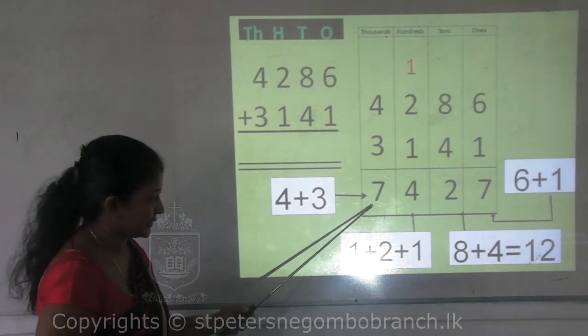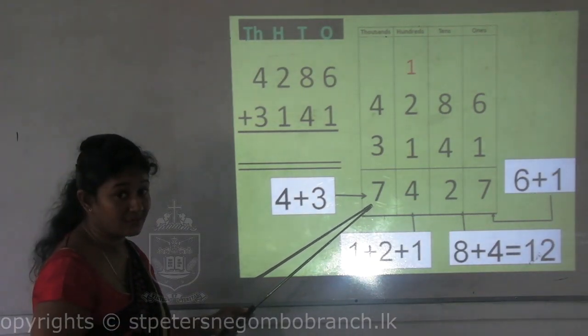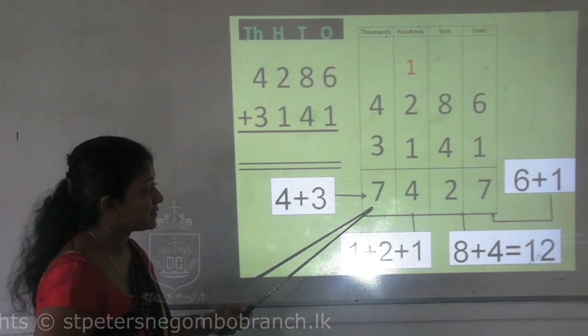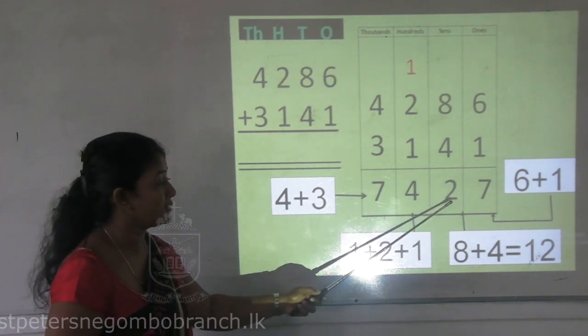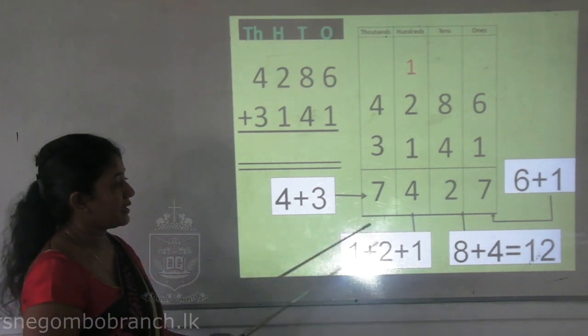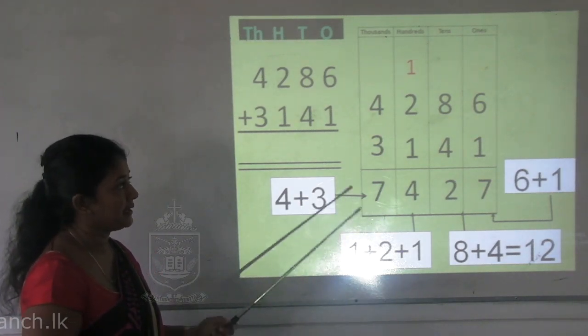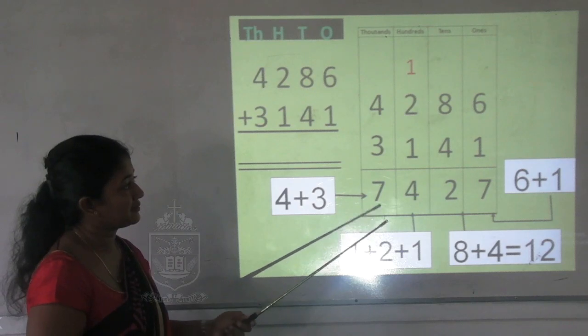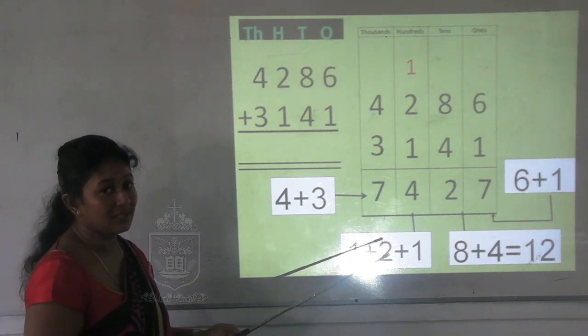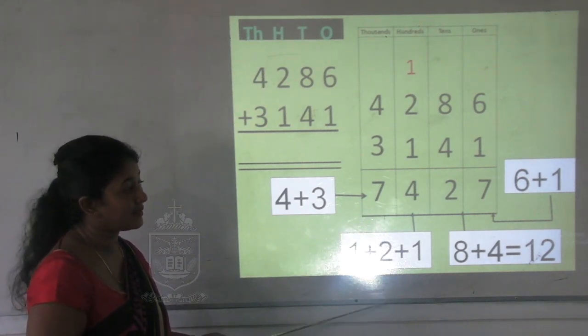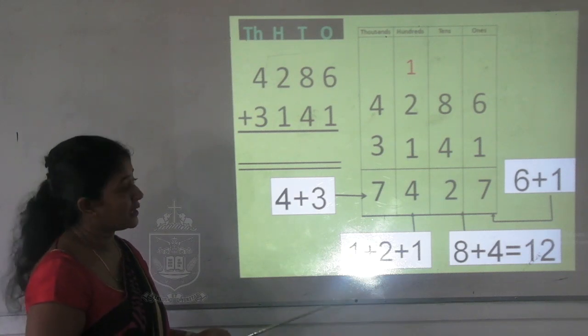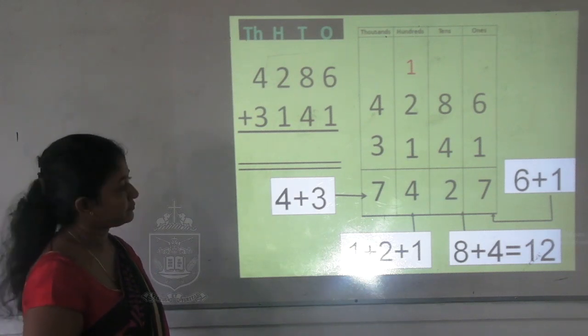So, shall we read this number? Yes, my dear students. 7427. Now, it's easy for you to understand if you are adding any number in these columns. That means, in the proper place, it's easy for us to understand if you are adding any number.